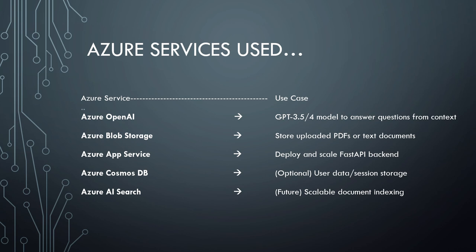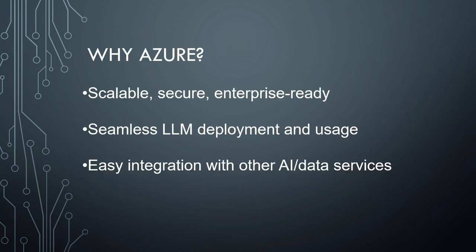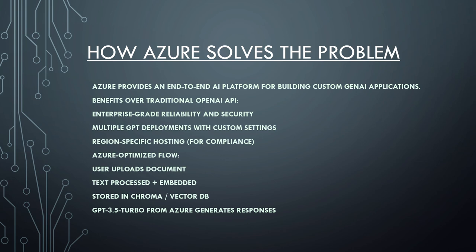So Azure OpenAI, which uses the GPT 3.5 to 4 model, answers the questions according to the prompt given by the user. Azure Blob Storage stores uploaded PDF or text documents. App Services deploy and scale the FastAPI backend. Azure Cosmos DB is optional, for user data and session storage. Why Azure? Because it's scalable, enterprise ready, with seamless LLM deployment and usage. The most prominent is the easy integration with other AI databases.